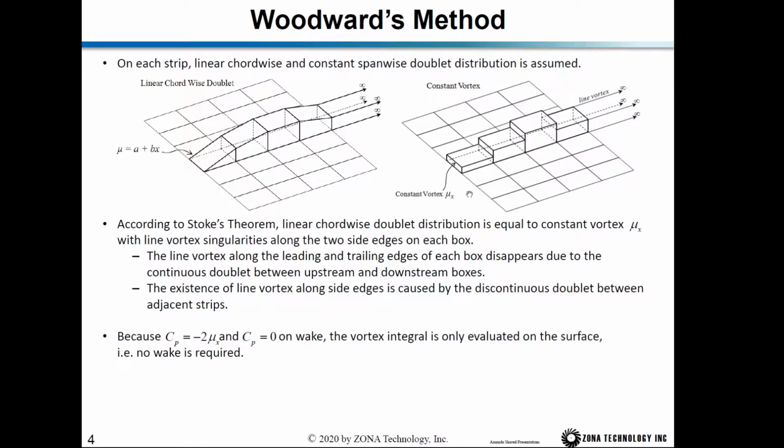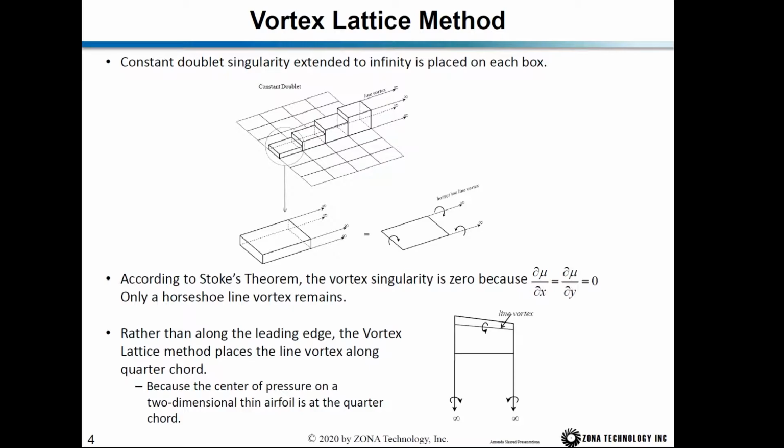Also, because the pressure difference between upper surface and lower surface is equal to -2 times mu x, and because the delta Cp is 0 on the wake, in Woodward's method we do not need to model the wake because the wake condition is automatically satisfied. And in the vortex lattice method, the doublet is constant on each panel. Now, if you convert to a vortex, because the vortex is a kind of derivative of the doublet, the vortex becomes 0. All you have is a ring of vortex.